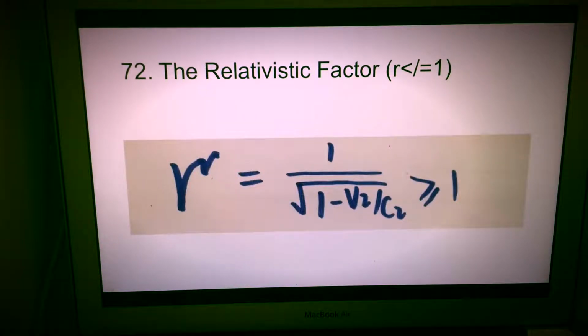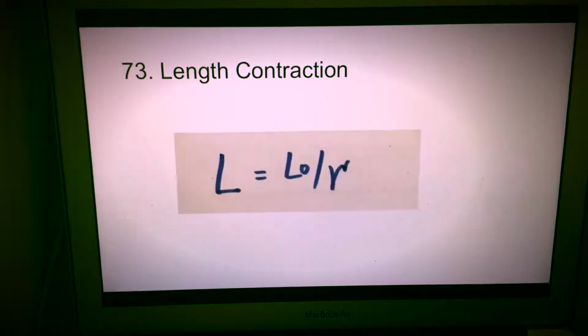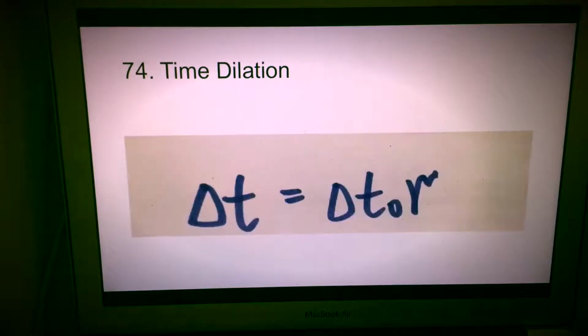72. The relativistic factor R equals 1 over the square root of 1 minus v squared over c squared, which is greater than 1. So we need to know that. 73. Length contraction: L equals L0 over R. But we just say it is R. So R is greater than 1, so the length will be shorter.